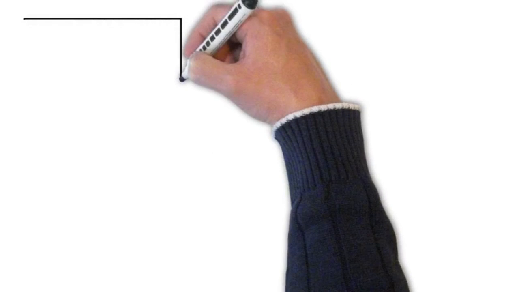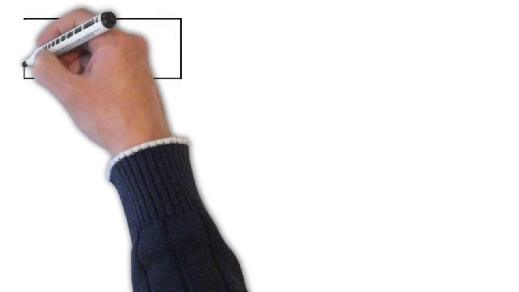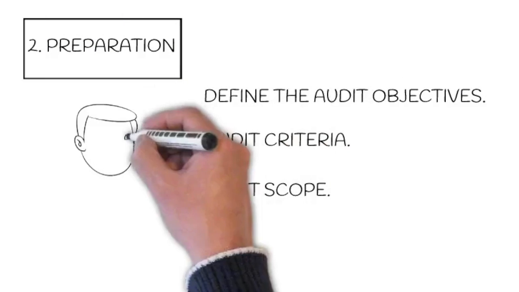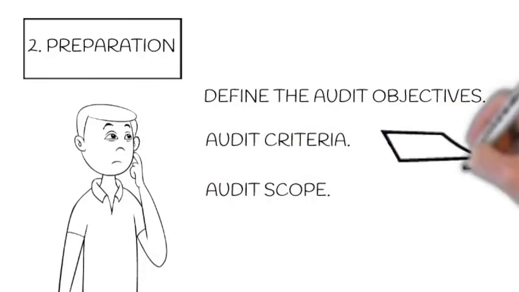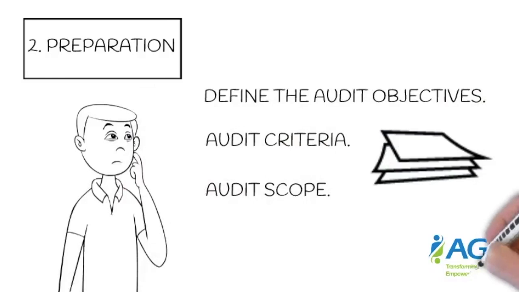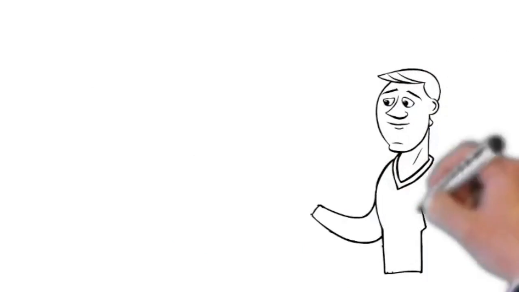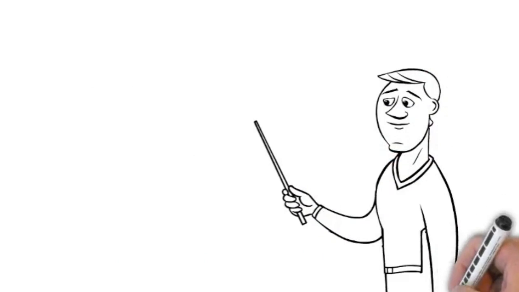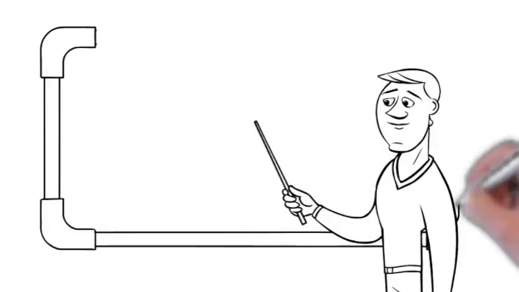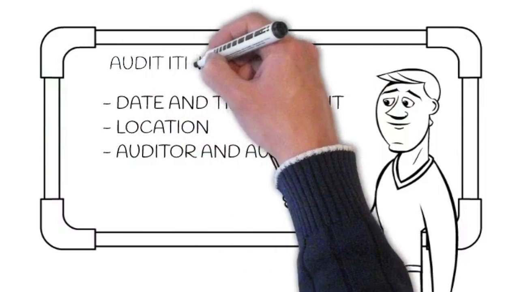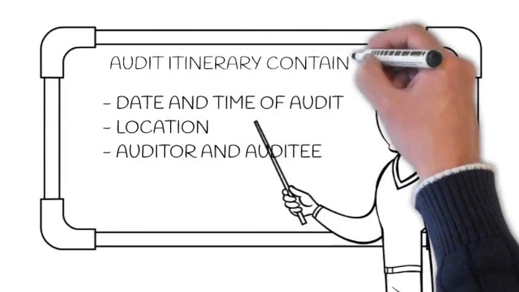Second, preparation. Once the annual audit plan is approved by the management representative, you need to define the objectives of what are to be accomplished in the audit, criteria, and scope or boundaries of the audit. Itinerary contains details such as exact date, time duration of the audit per area, location of the audit, auditor and auditee representatives, and other resources needed for the audit.